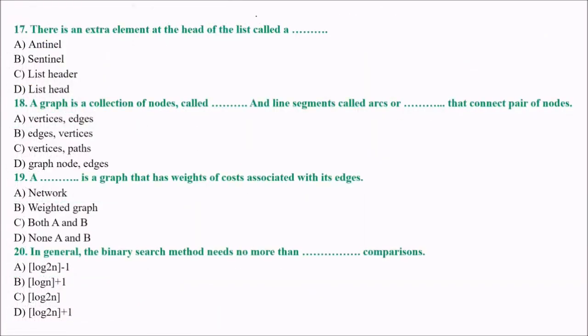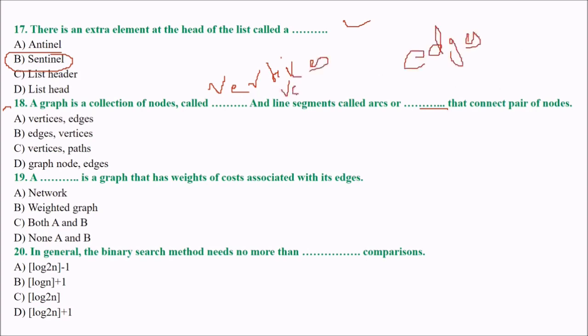There is an extra element at the head of the list, which is called what? The extra element we have learned in the previous discussion. It is sentinel. Sentinel is an extra element at the head of the list. Next: a graph is a collection of nodes called dash, and line segments called arcs or dash that connect pairs of nodes. Nodes are known as vertices, and the arcs are known as edges. So the answer will be A.